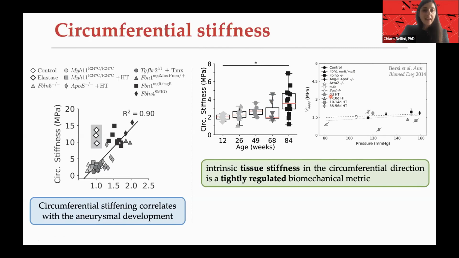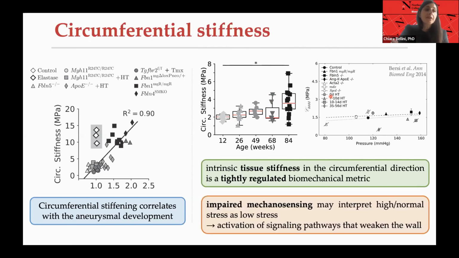Based on this evidence, the elevated tissue stiffness in the aneurysmal ascending aorta supports the idea that intramural cells may not be able to properly mechano-sense and mechano-regulate the matrix in the circumferential direction. Even further, it suggests that the dysfunctional mechano-sensing may lead smooth muscle cells to interpret either a normal or high stress as a low stress environment, which would promote the activation of repair signaling pathways that locally weaken the wall and render it vulnerable to aortic dissection and rupture.